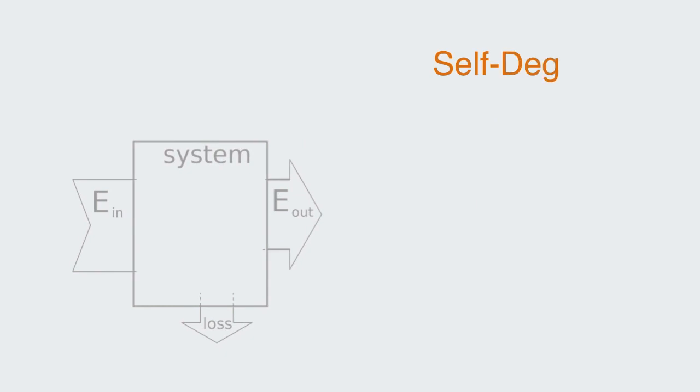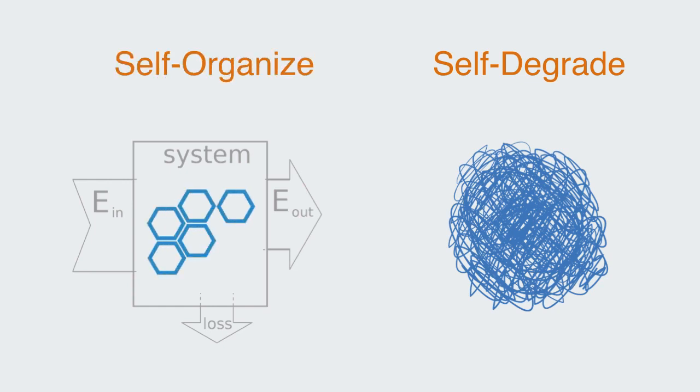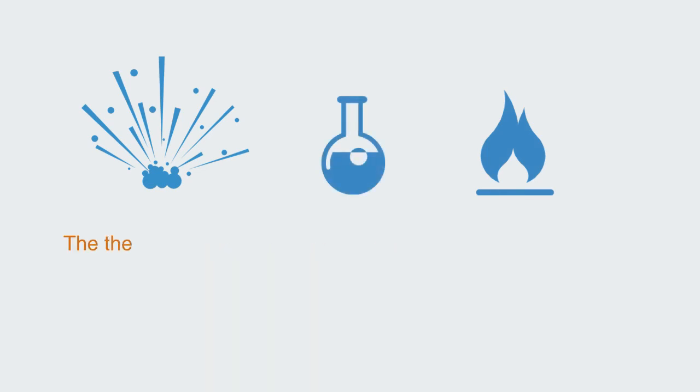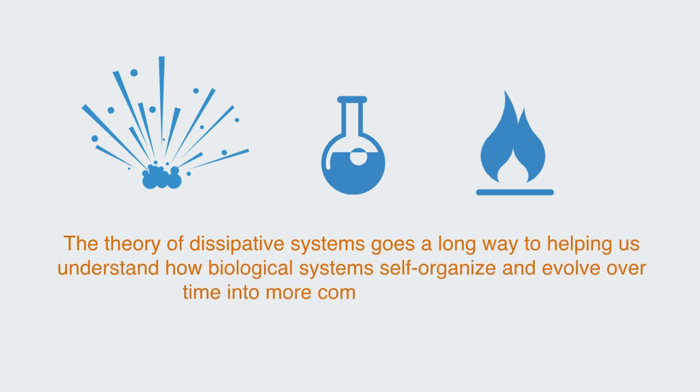Instead of self-assembling into lower energy states, such as a crystal, these energy-dissipating components self-organize into highly dynamic structures, through which there is a constant flux of energy and materials, and this is, in many ways, the defining feature of life. Within chemistry, this is called a dissipative system, and the theory of dissipative systems goes a long way to helping us understand how biological systems self-organize and evolve over time into more complex organizations.